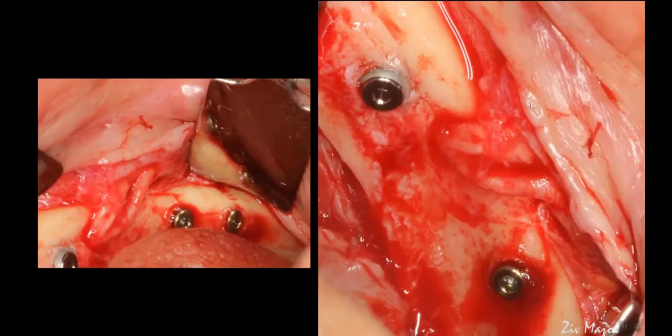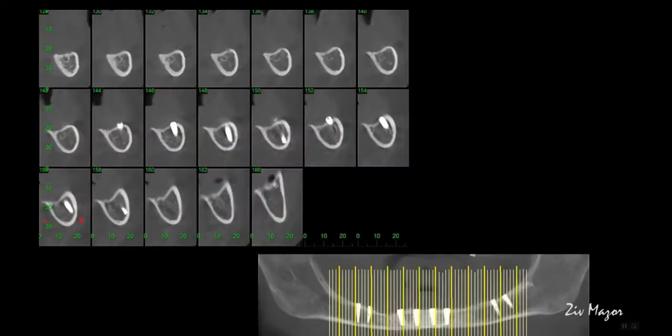So again, that is on the other side. You can see nicely the mental foramen coming out. And that's how it looks on a CBCT post-operatively.